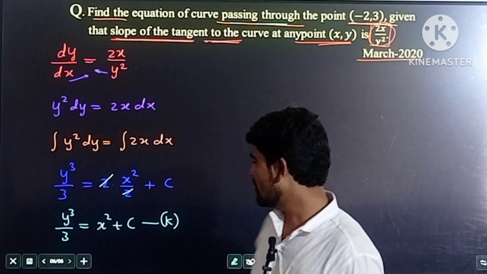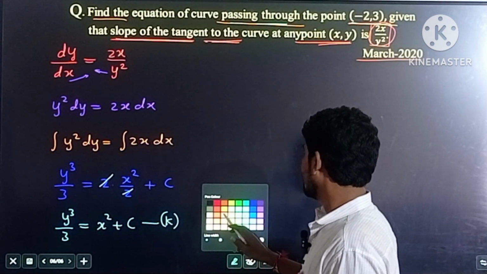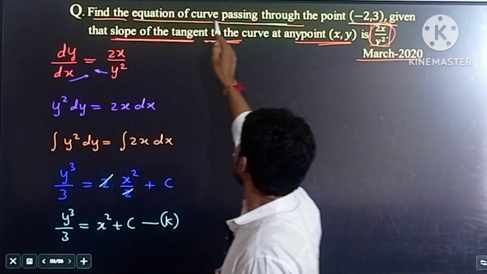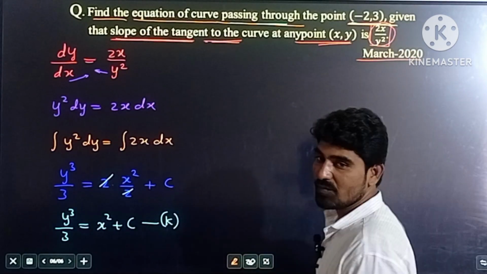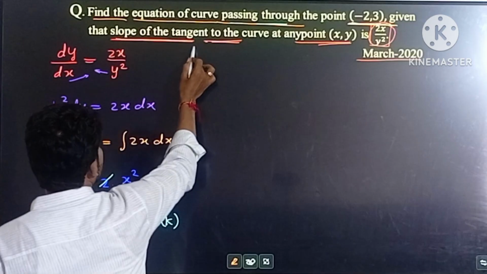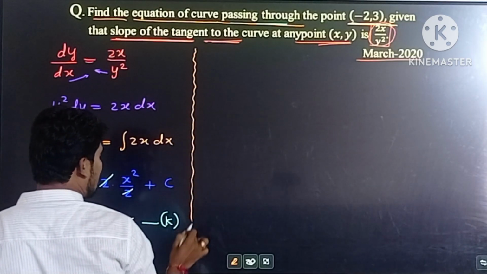See here, he has given one more piece of information. What is that? The required curve passes through the point minus 2, 3. So what is the next step? We need to substitute the values of x and y.